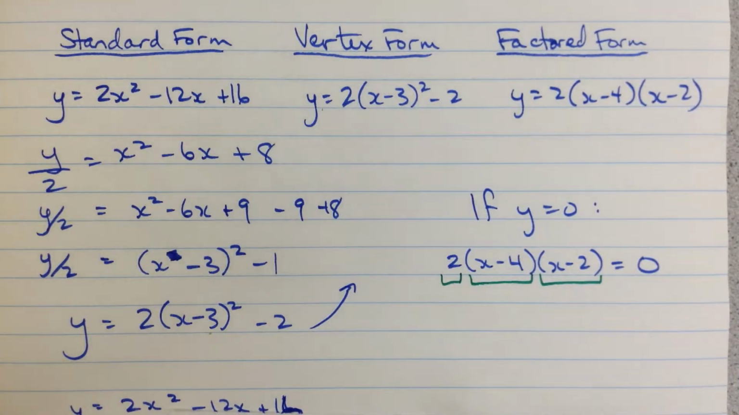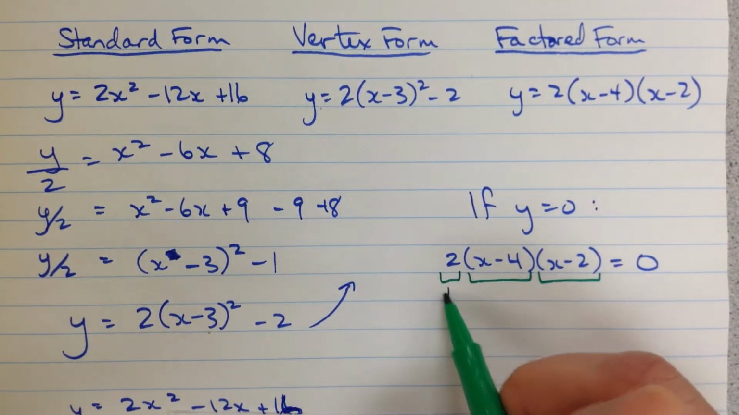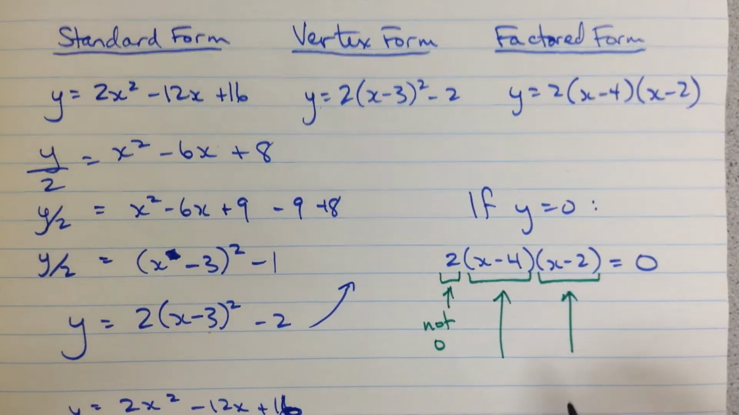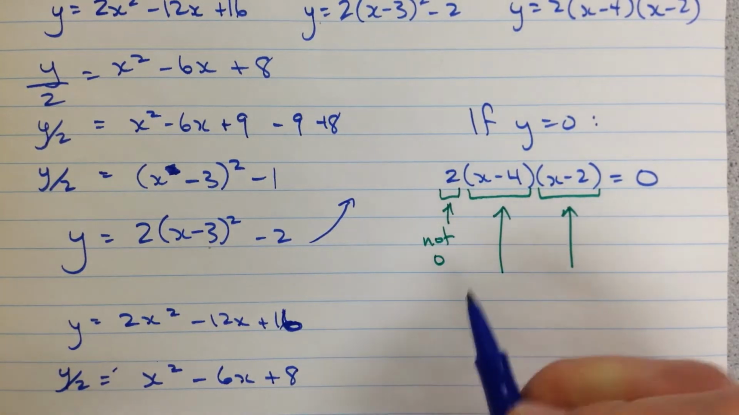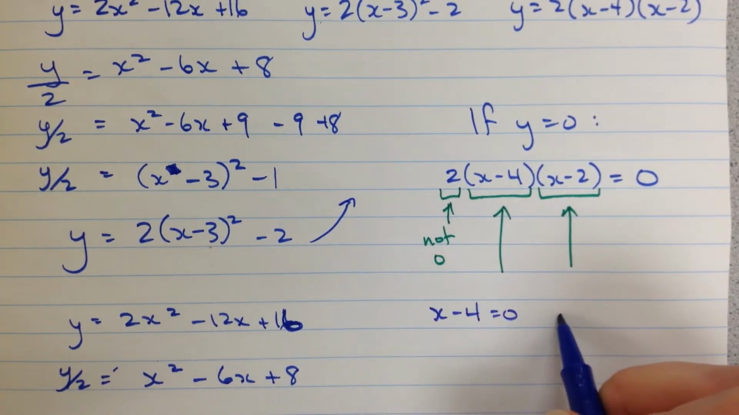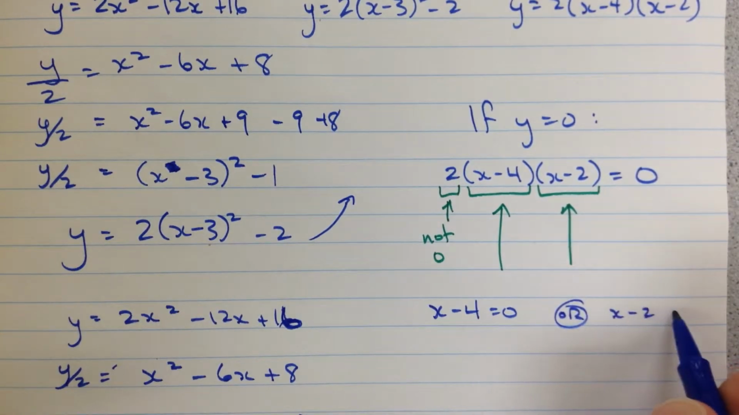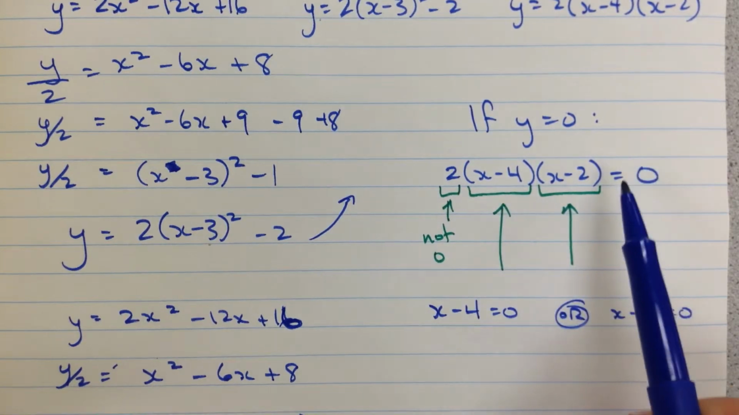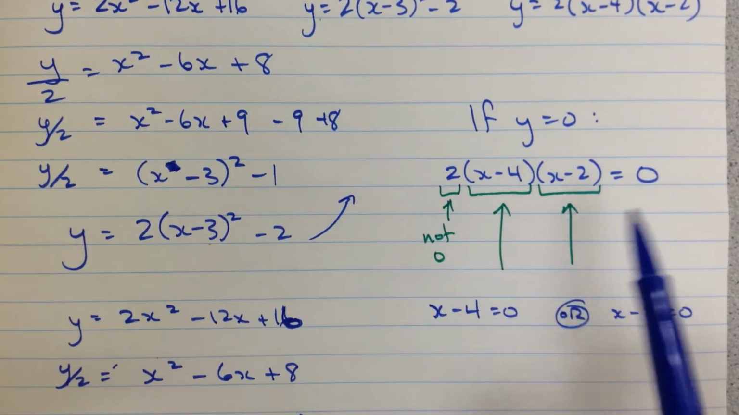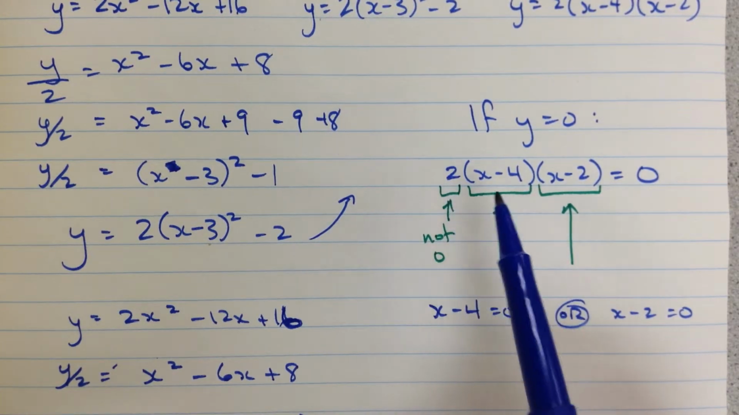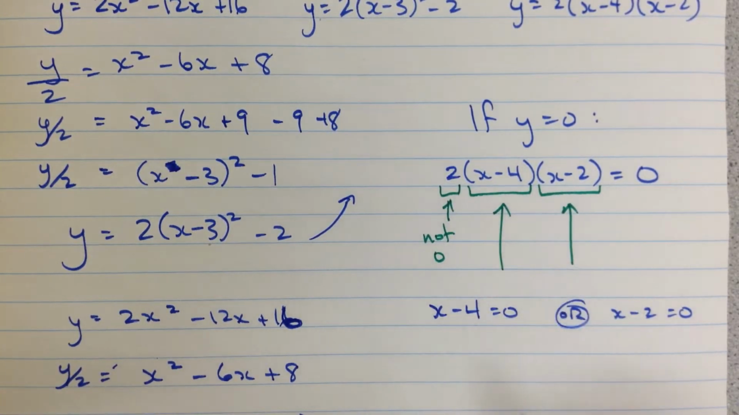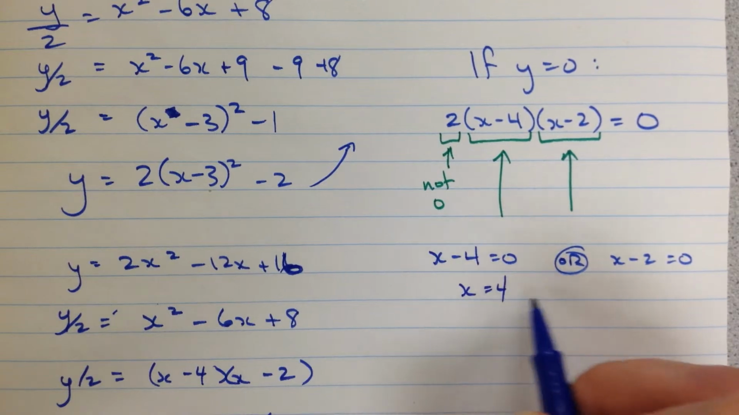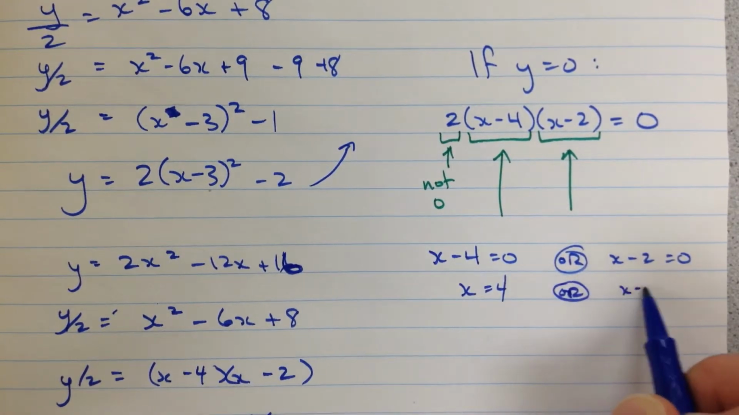At least one of these things must be 0. I know that this is not 0 because it's 2. This could be 0, or this could be 0. So just to write that down, x minus 4 equals 0, or x minus 2 equals 0 in order for y to be 0. One of these 3 things has to be 0 because they multiply to 0. Maybe more than one of them, but at least one of them. This one can't be, so it has to be one of these 2. And these 2 are different numbers. These are easy to solve. x minus 4 equals 0. That's x equals 4. Or x equals 2.